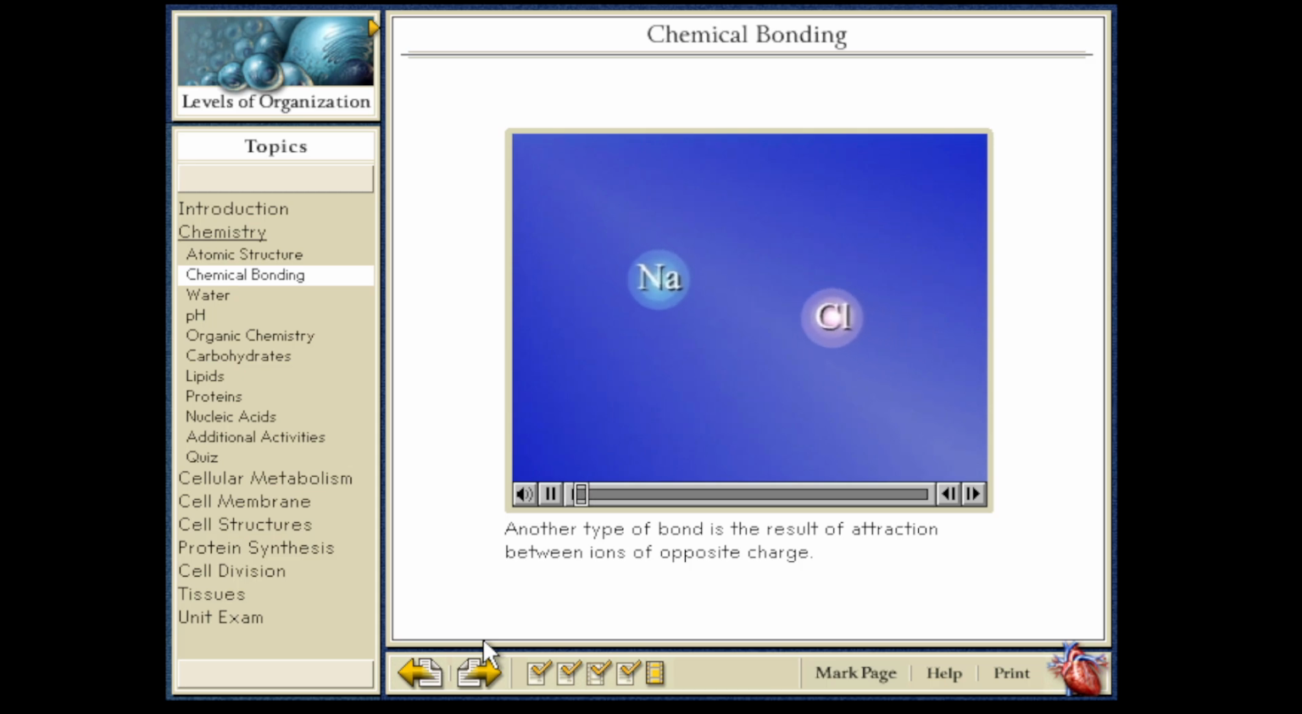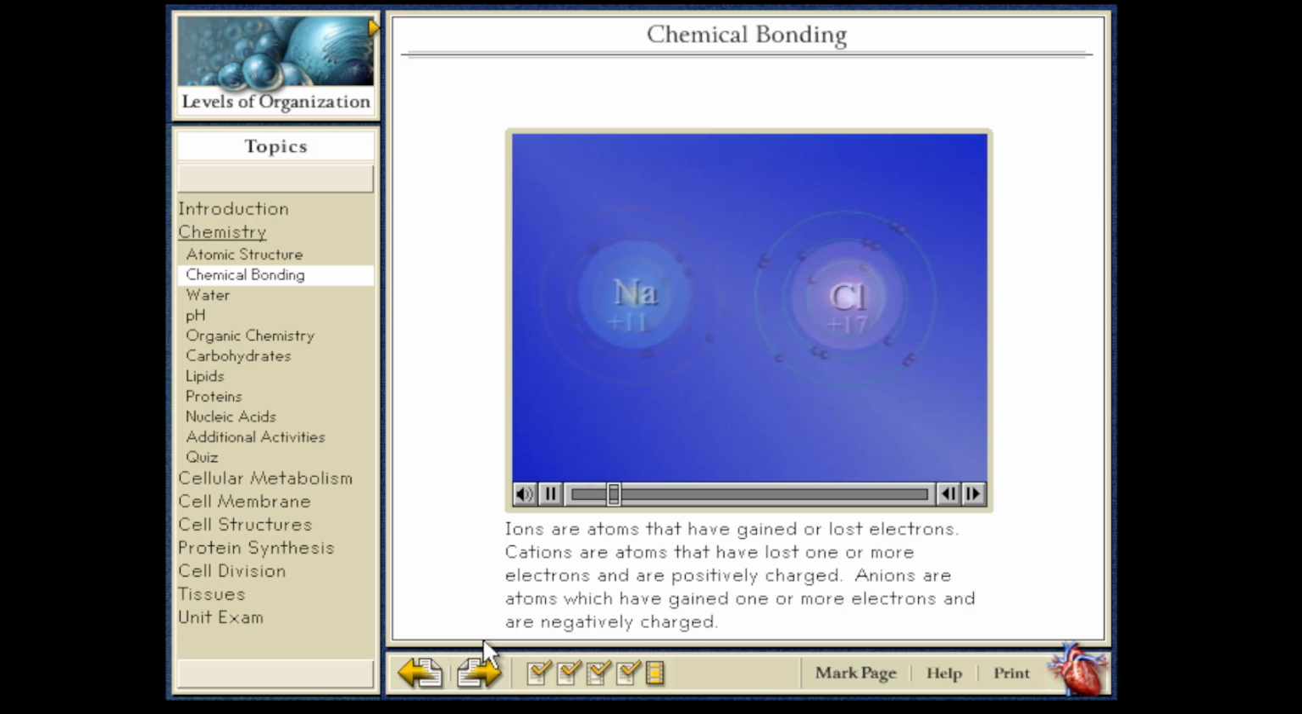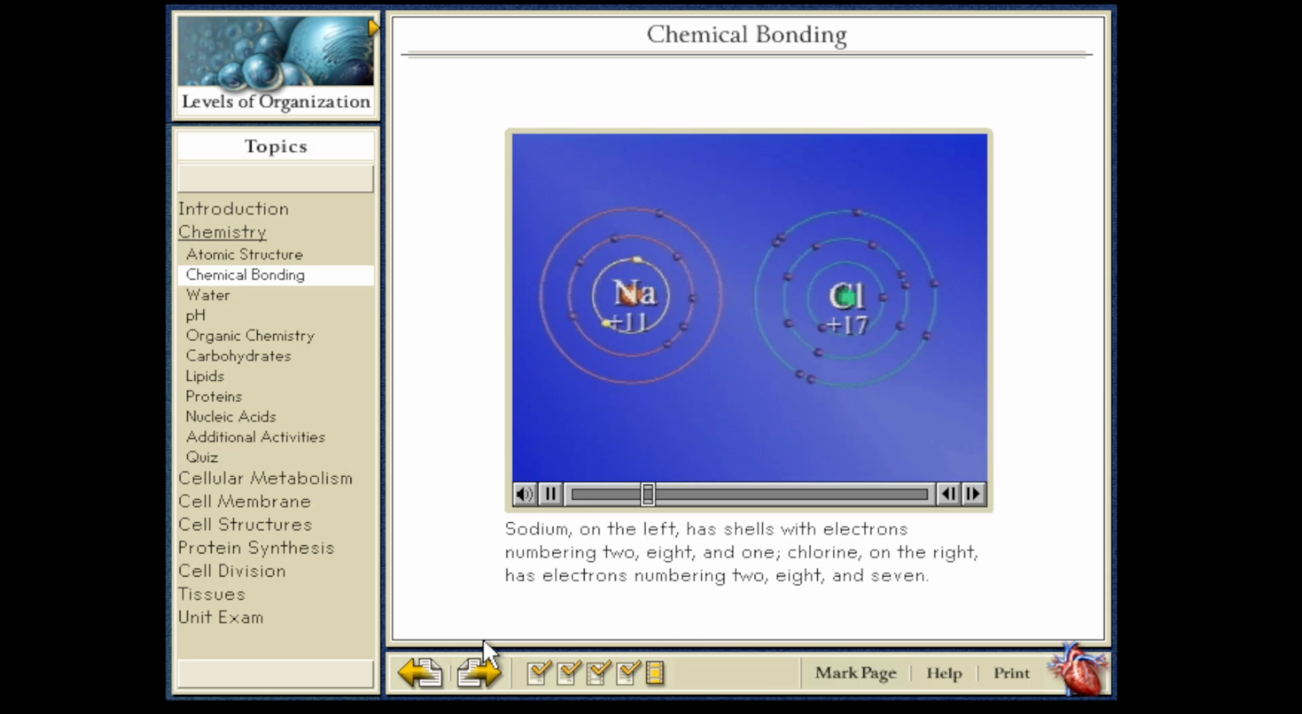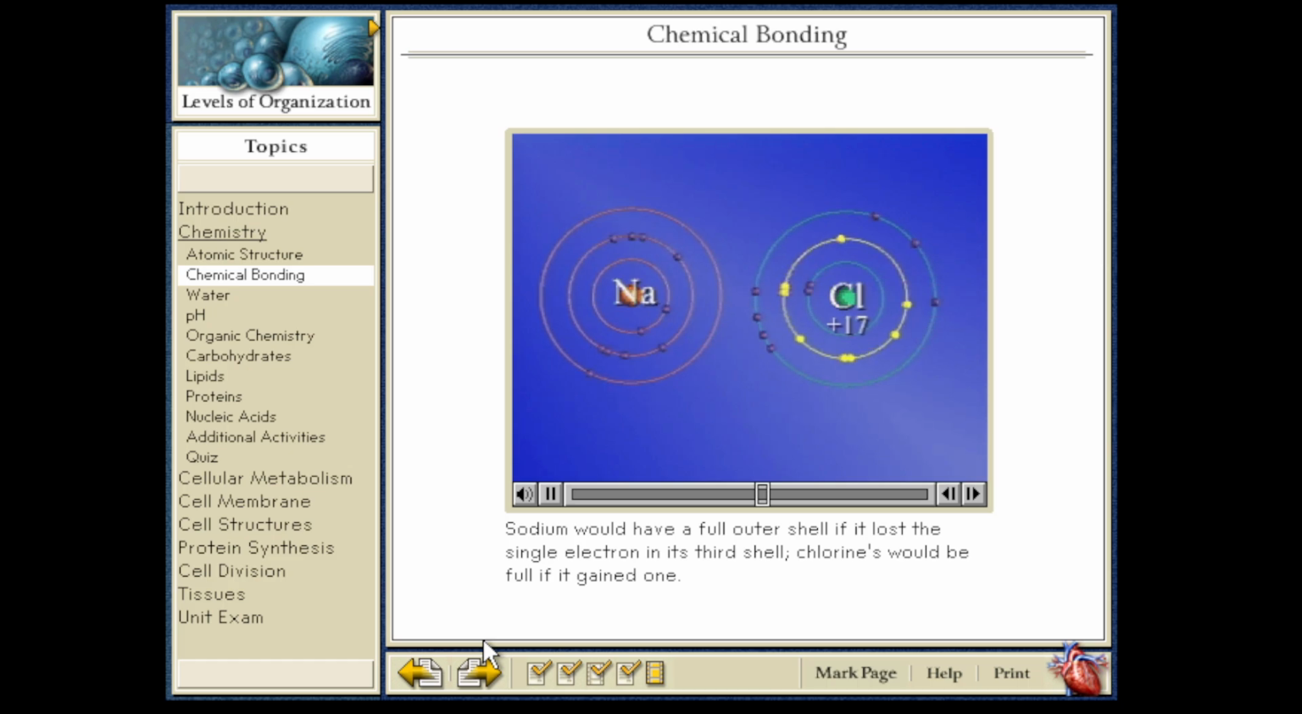Another type of bond is the result of attraction between ions of opposite charge. Ions are atoms that have gained or lost electrons. Sodium, on the left, has shells with electrons numbering 2, 8, and 1. Chlorine, on the right, has 2, 8, and 7. Sodium would have a full outer shell if it lost the single electron in its third shell. Chlorine's would be full if it gained 1.